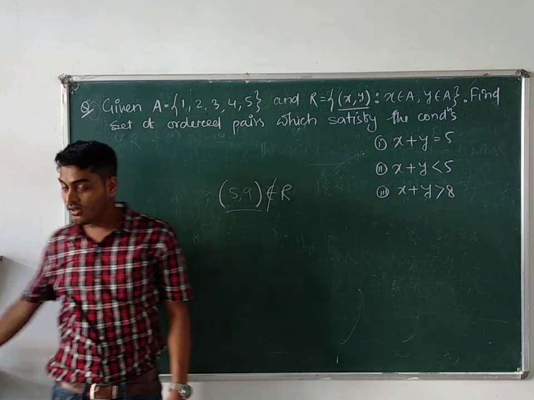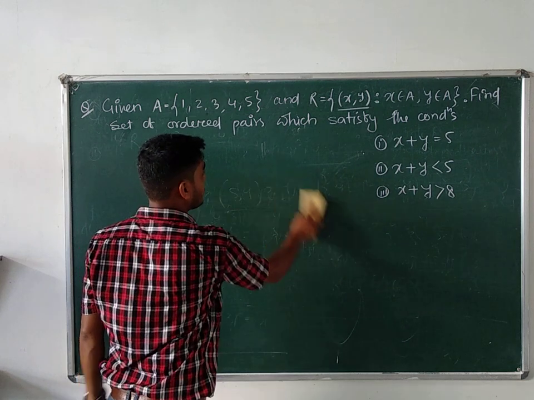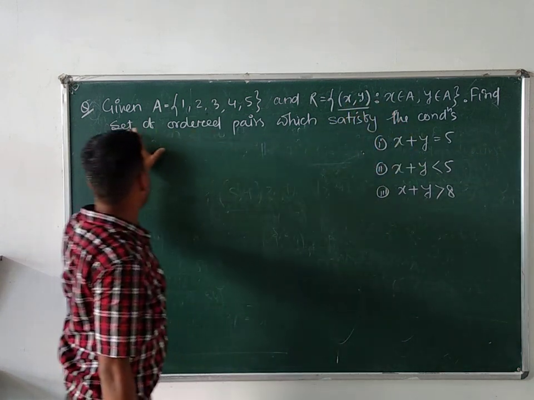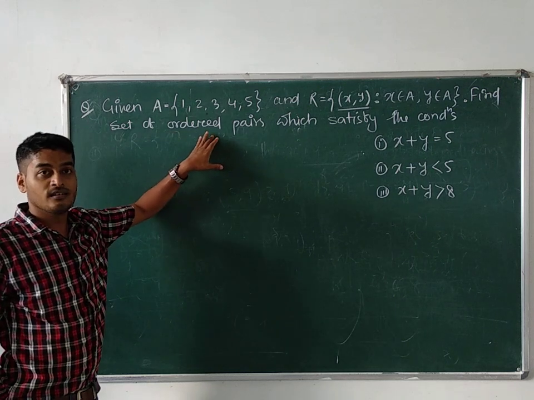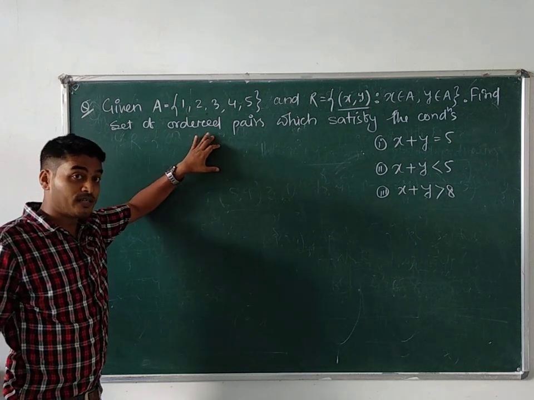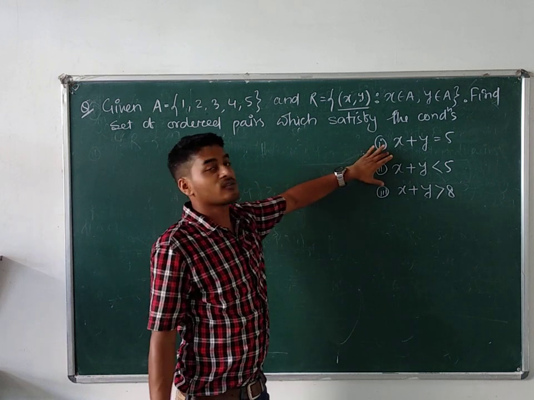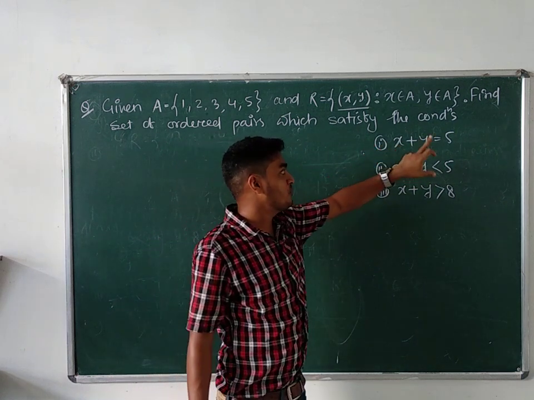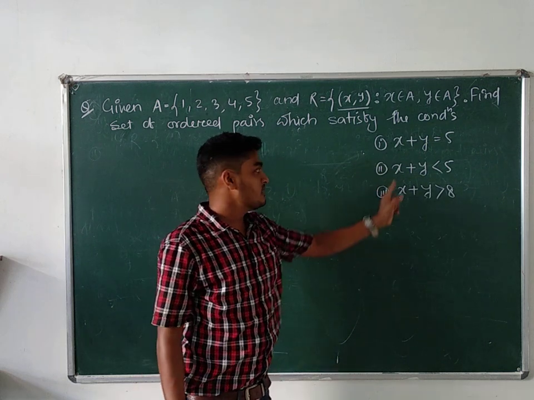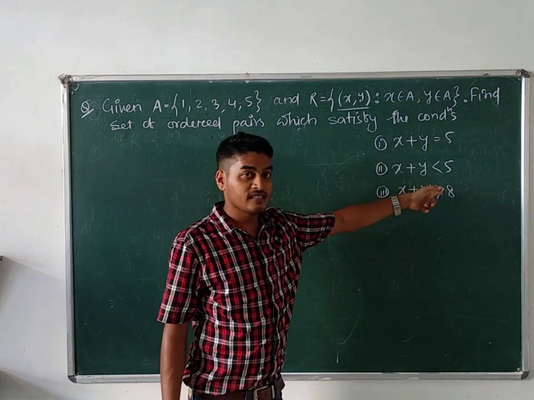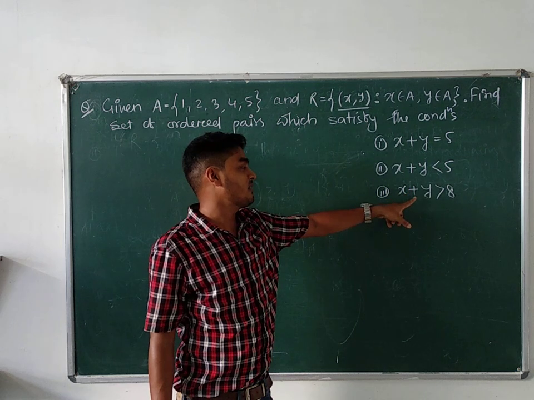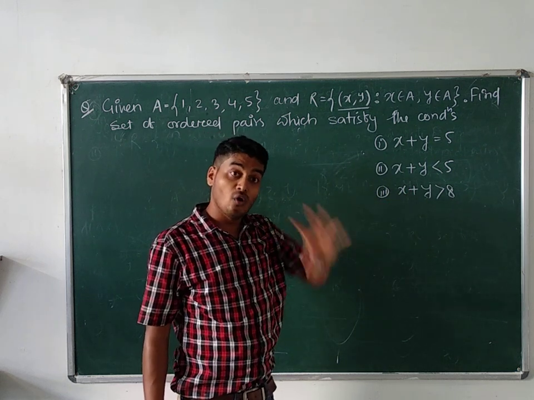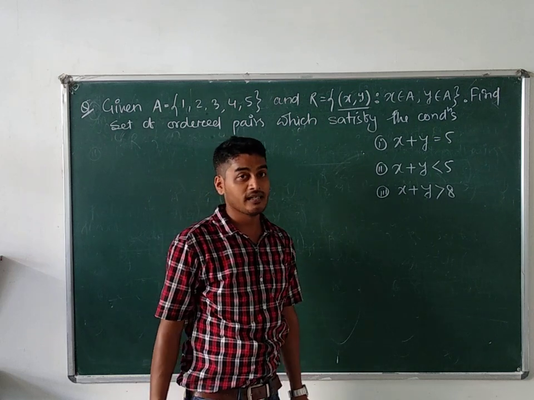That means it will contain only those elements where the first component as well as the second component belongs to the set A. You have to find the set of ordered pairs. We will try to find out all those ordered pairs which satisfy the condition. That means the sum of the first and the second component is exactly equal to 5. The sum of the first and the second component is less than 5. The sum of the first and the second component is greater than 8. We will try to find out all those ordered pairs step by step.